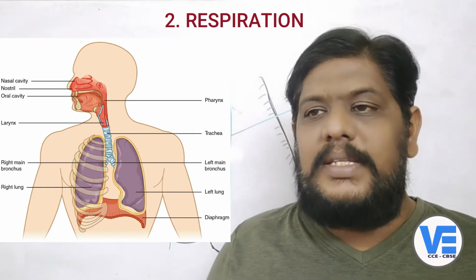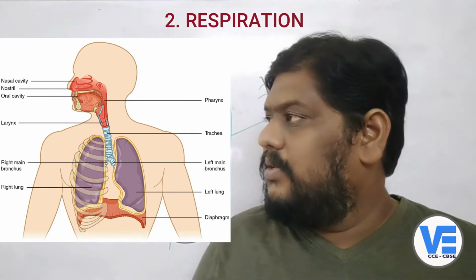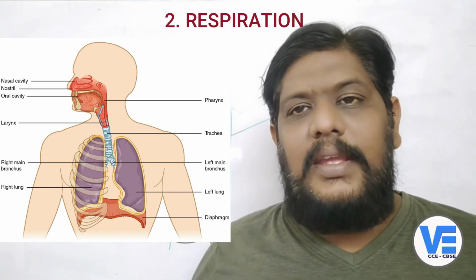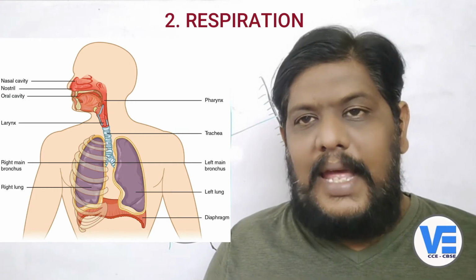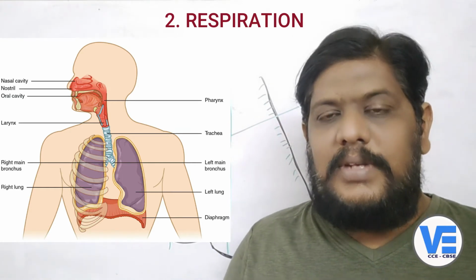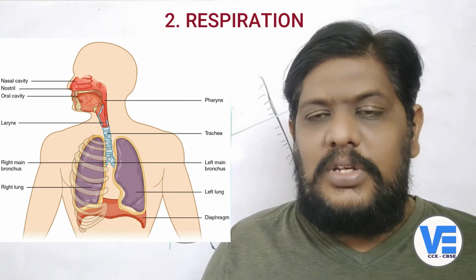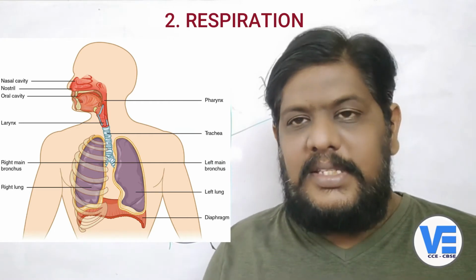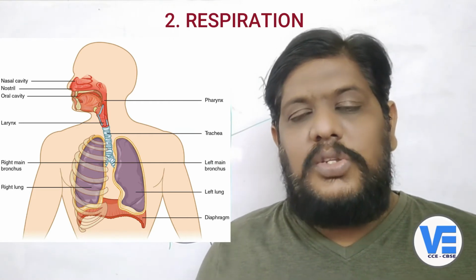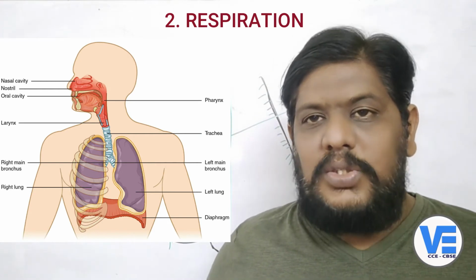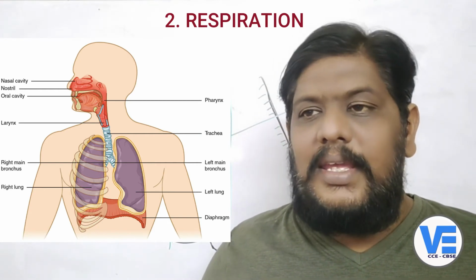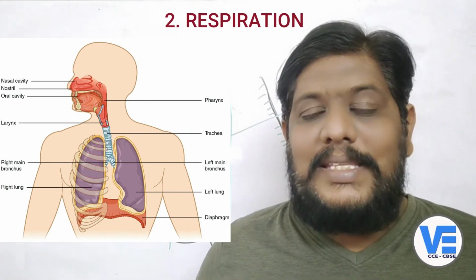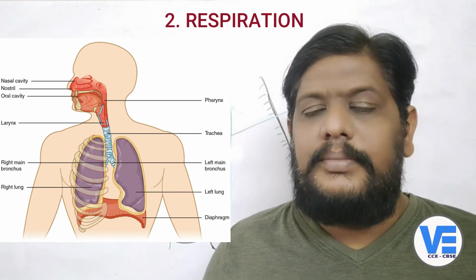And the next one is the trachea. Trachea is the next part present in the pathway of the air. After the larynx, the next part which is connected is the trachea. Trachea is a structure which can easily collapse, but it is surrounded by C-shaped cartilaginous rings which do not allow it to collapse. So that allows the air to pass into the lungs. Trachea is also called the windpipe, which extends from the larynx into the lungs.